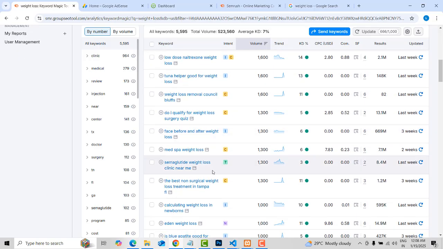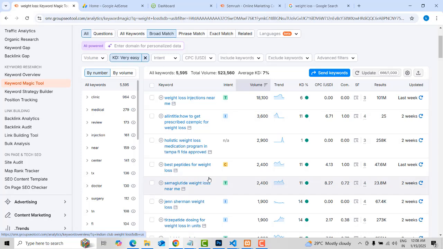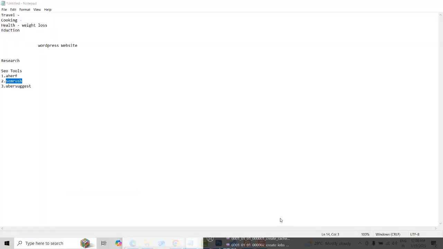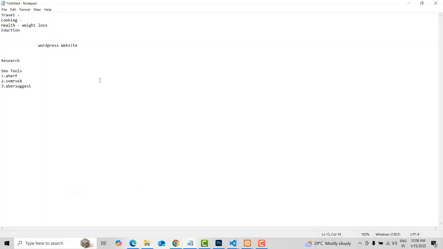When you take a keyword, there is another thing you have to consider, which is a must. There are two things. One is the long tail keyword. Another one is the short tail keyword.